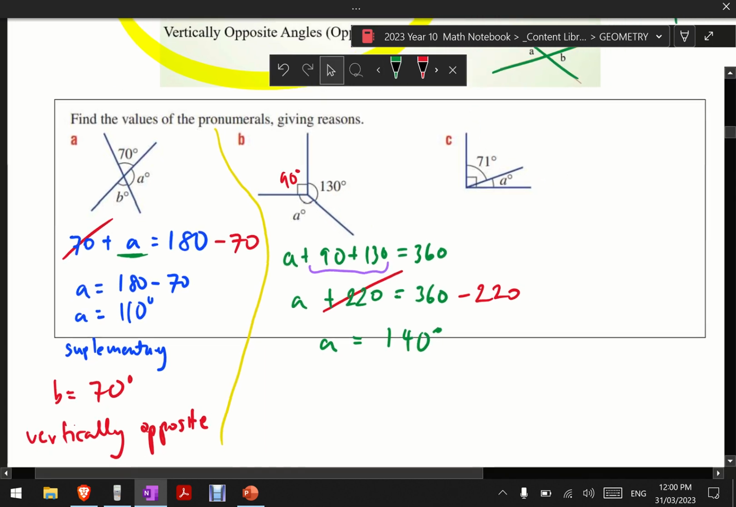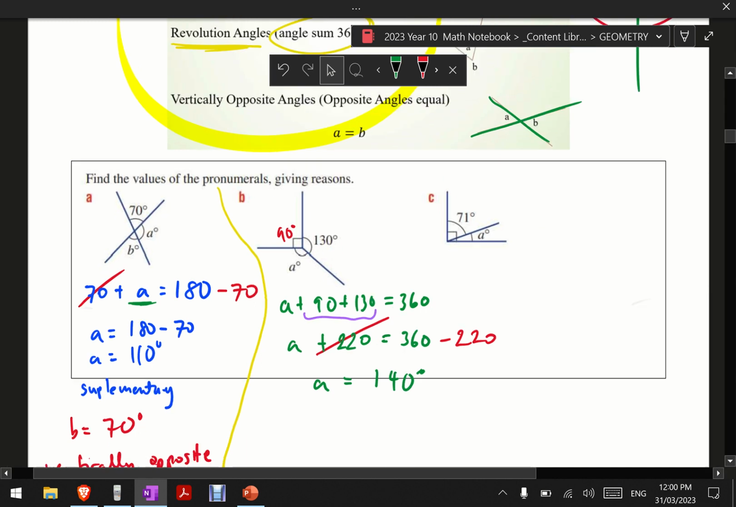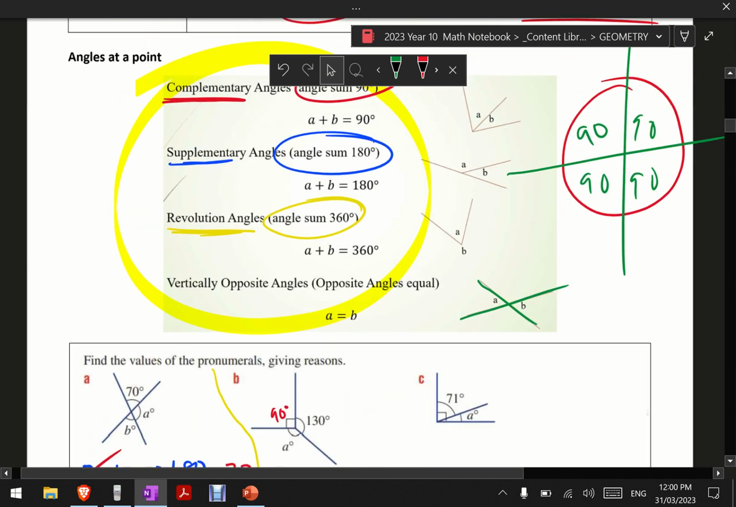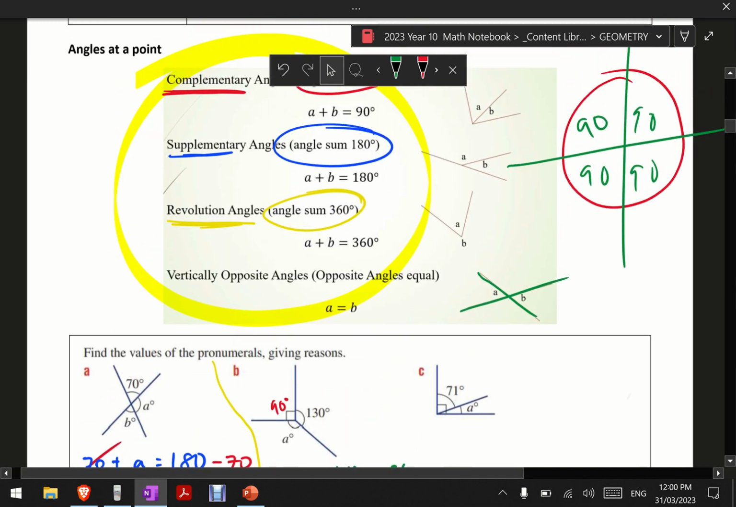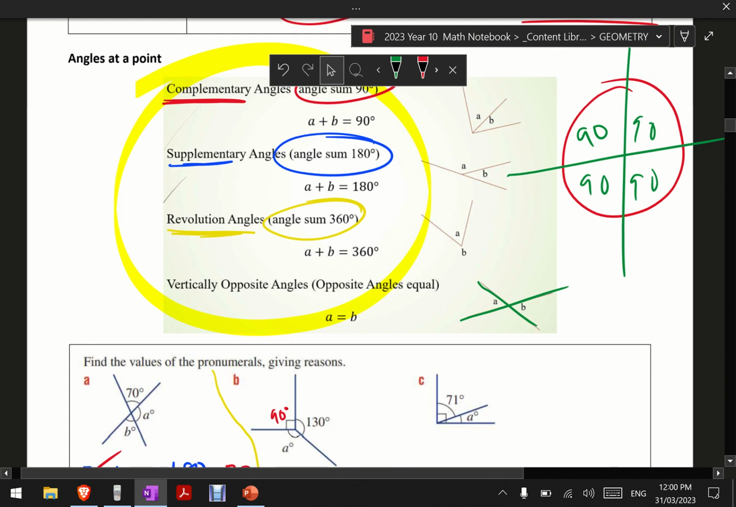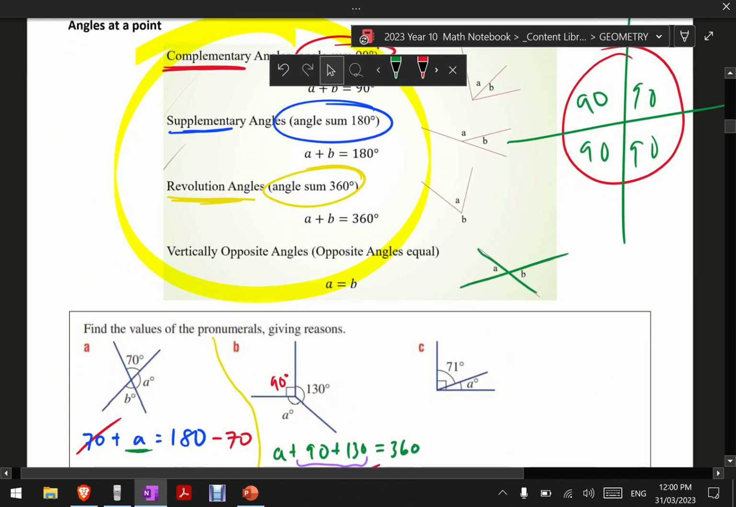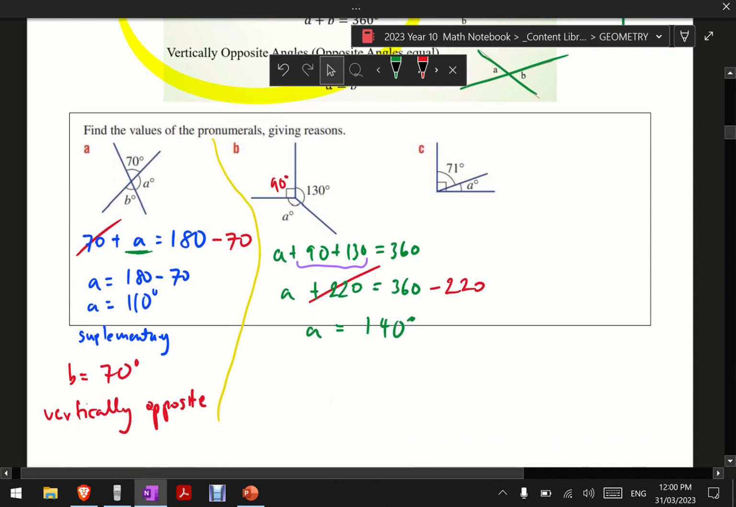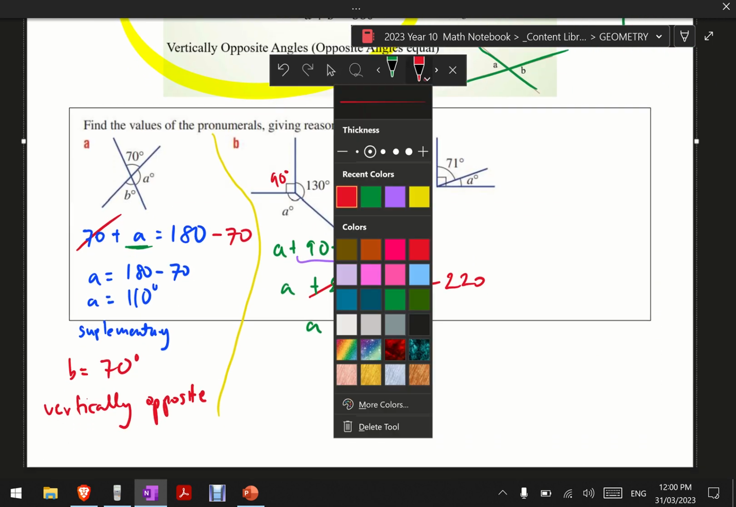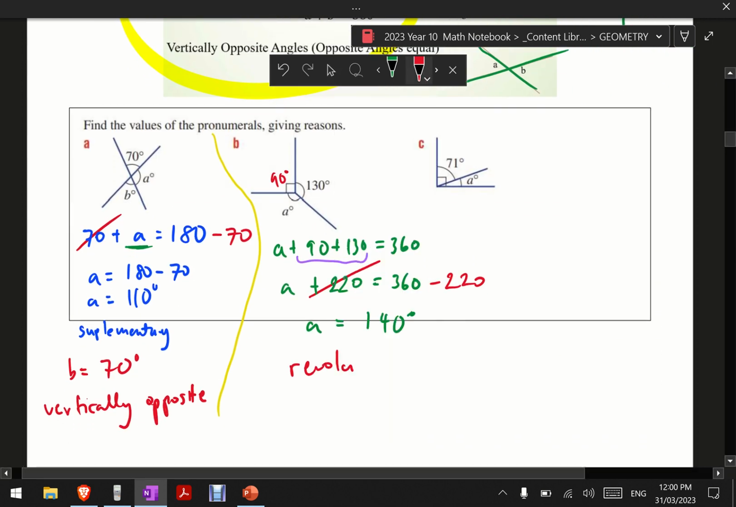Well done, Surya. So out of the four options that we have to prove it, what can we use? Are we going to use complementary? Not really. That's talking about 90-degree angles. Supplementary? Not really. What should we use, guys? Revolution, yeah? So we just write here revolution, because it equals 360 degrees. Okay, just picking out of those options which one you've got to use.